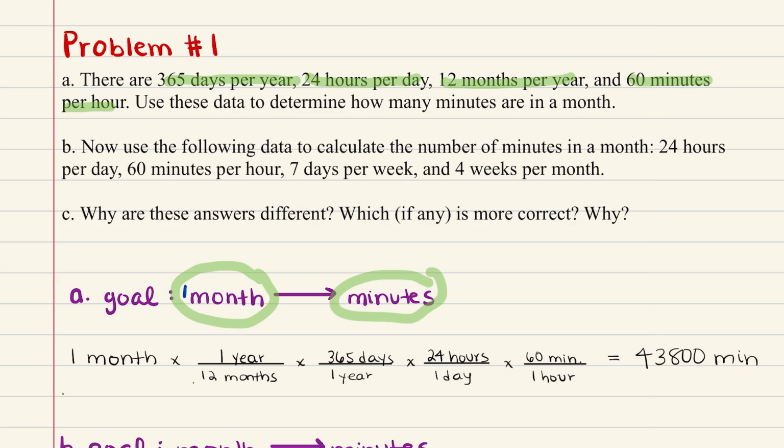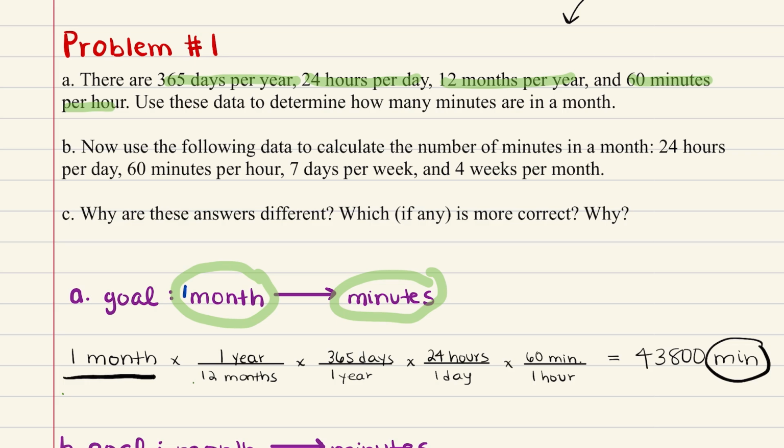And the goal is to use the conversion factors that we have been given to cancel out all the units but minutes, so that we can go from our given quantity of 1 month into a final answer that has units of minutes. So let's go ahead and get started.